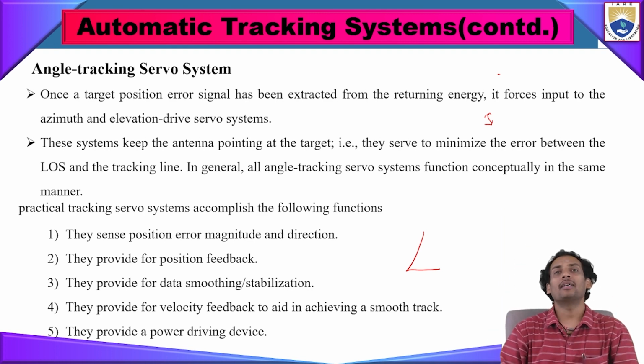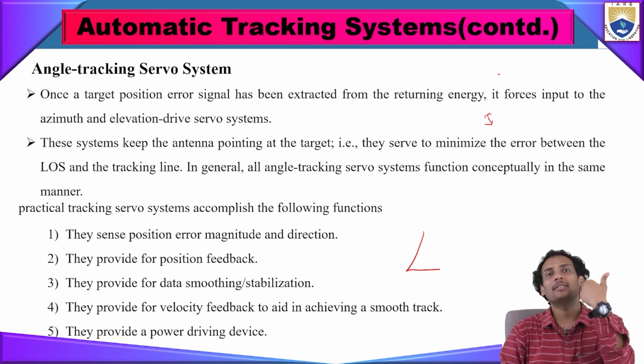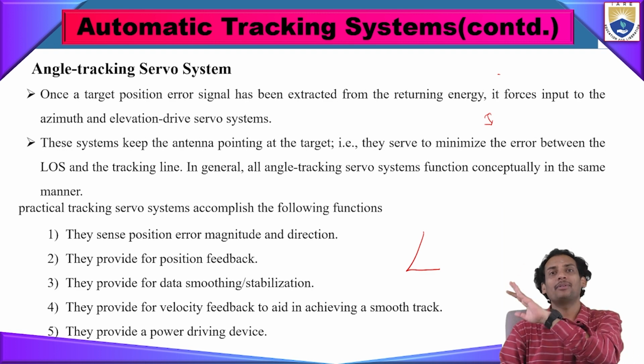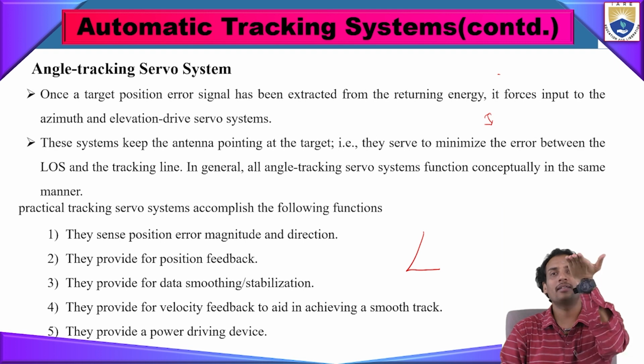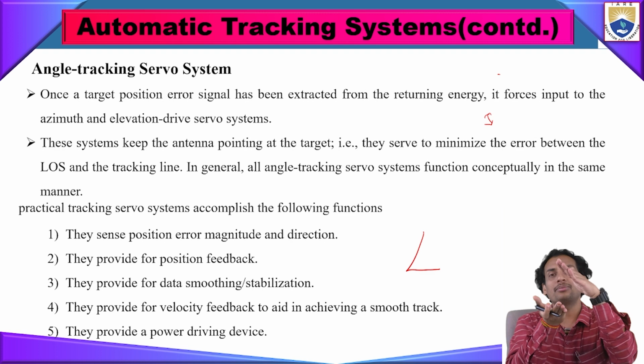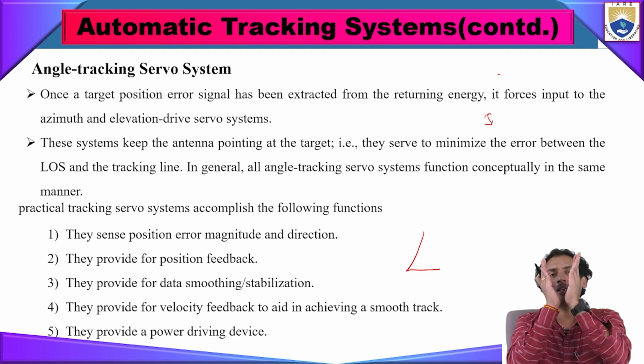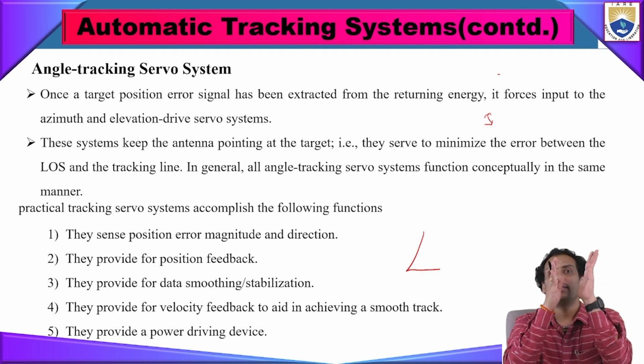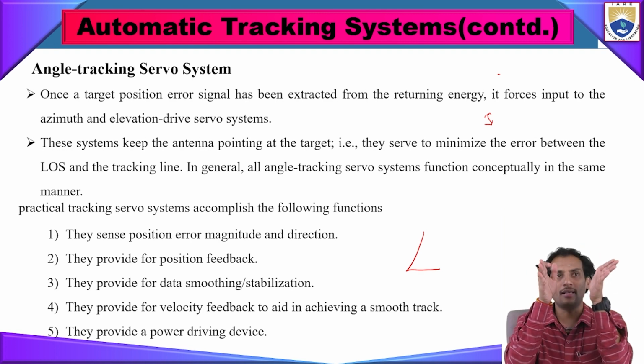It will have positioning error detection. If there is a positioning error, it will detect that error. Then it gives that error feedback to the system. Then the stabilization of that error, like the error data analysis, it will do. This much variation is there between the line of sight and the target, so that error should be minimized, and according to that it will set its line of sight.